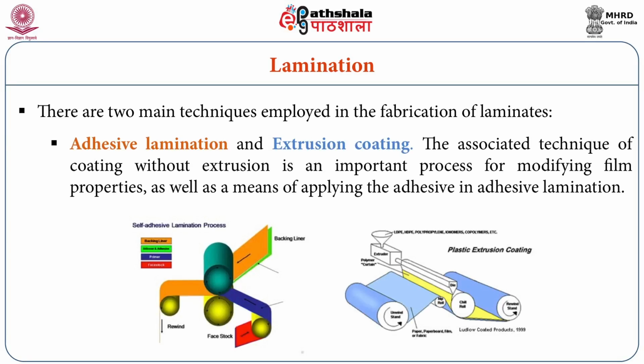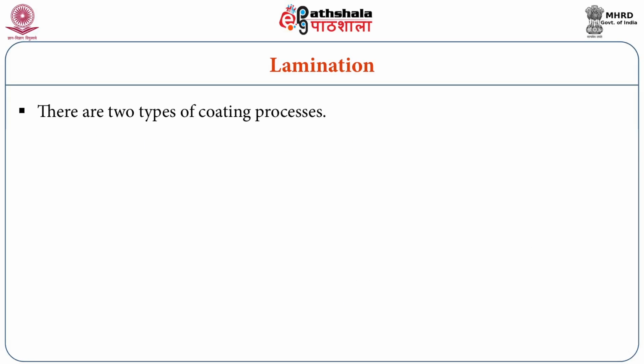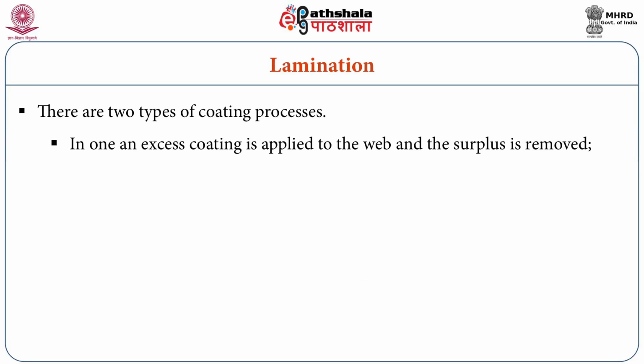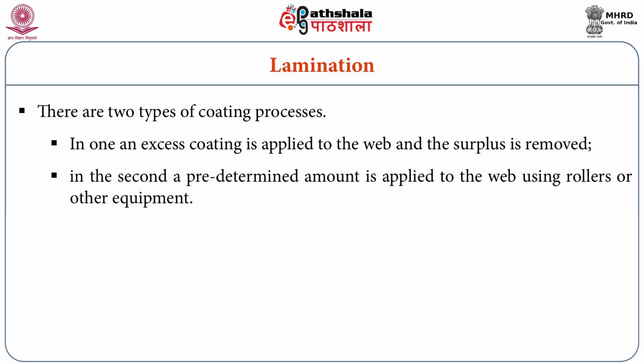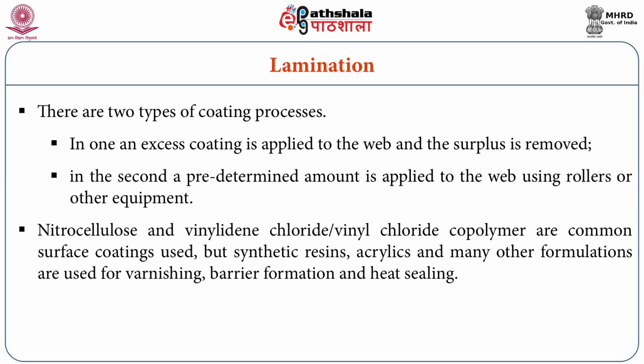The associated technique of coating without extrusion is an important process for modifying film properties as well as a means of applying the adhesive in adhesive lamination. There are two types of coating processes. In one, an excess coating is applied to the web and the surplus is removed. In the second, a predetermined amount is applied to the web using rollers or other equipment.